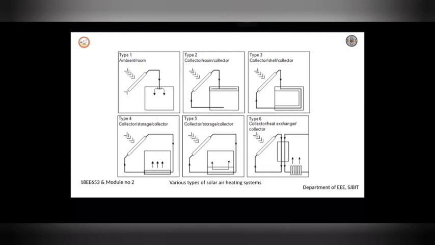Coming to type 6, it is a collector heat exchanger collector. I am using an auxiliary heat exchanger here. Apart from the solar, I am making use of something else so that I can heat air here. It's a combination of a solar collector and a heat exchanger, a hybrid system. The conventional heating system takes place through a common radiator, and floor or wall heating components may be used here.